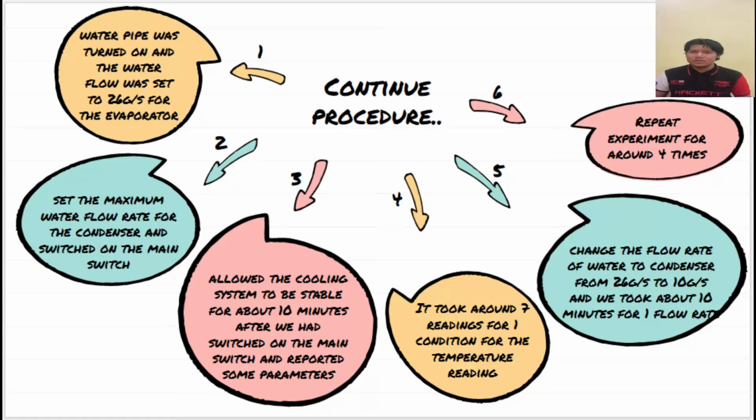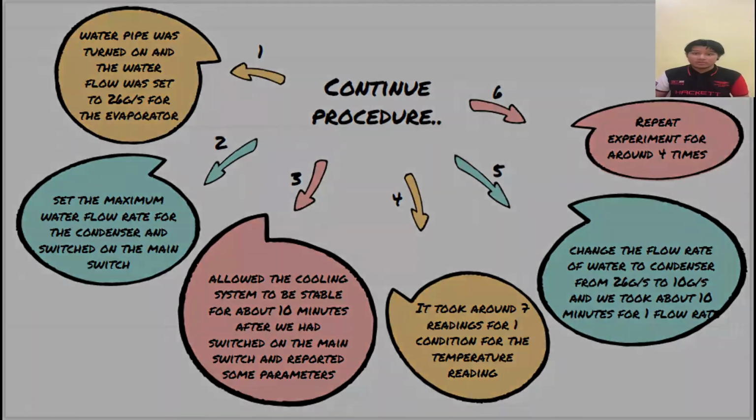Next, allow the cooling system to stabilize for about 10 minutes after we switched on the main switch, and record the parameters. It took 7 readings for one condition for the thermometer temperature reading. Change the flow rate of water to the condenser from 26 grams per second to 10 grams per second, based on the data given, and we took about 10 minutes for one flow rate. Repeat the experiment around 4 times.